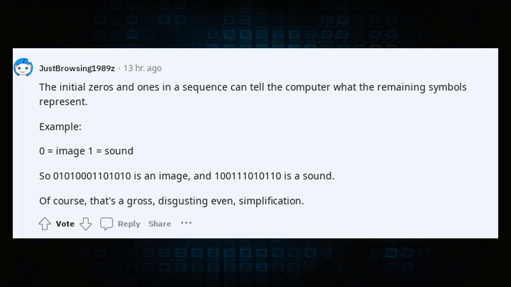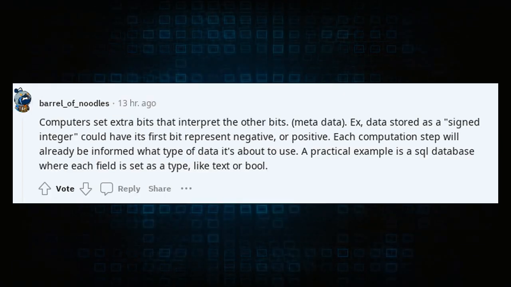So 010100011011010 is an image, and 100,111,010,110 is a sound. Of course, that's a gross, disgusting even simplification. Computers set extra bits that interpret the other bits. Metadata. Data stored as a signed integer could have its first bit represent negative or positive.